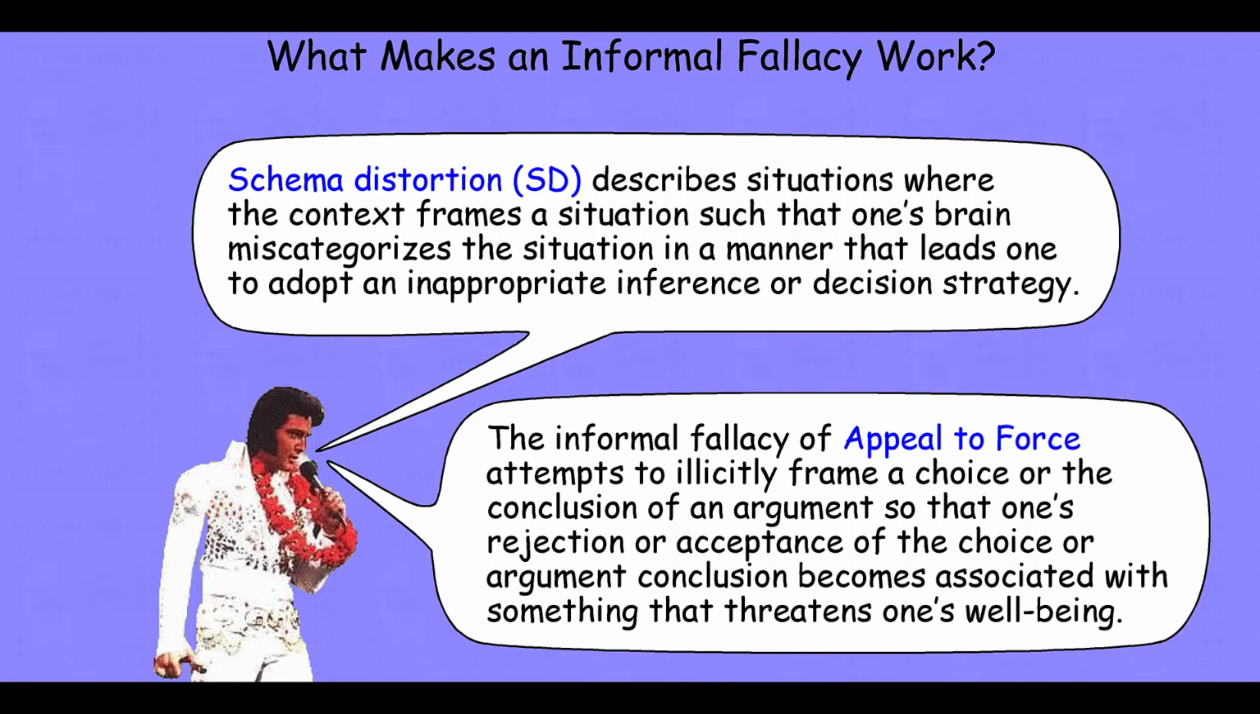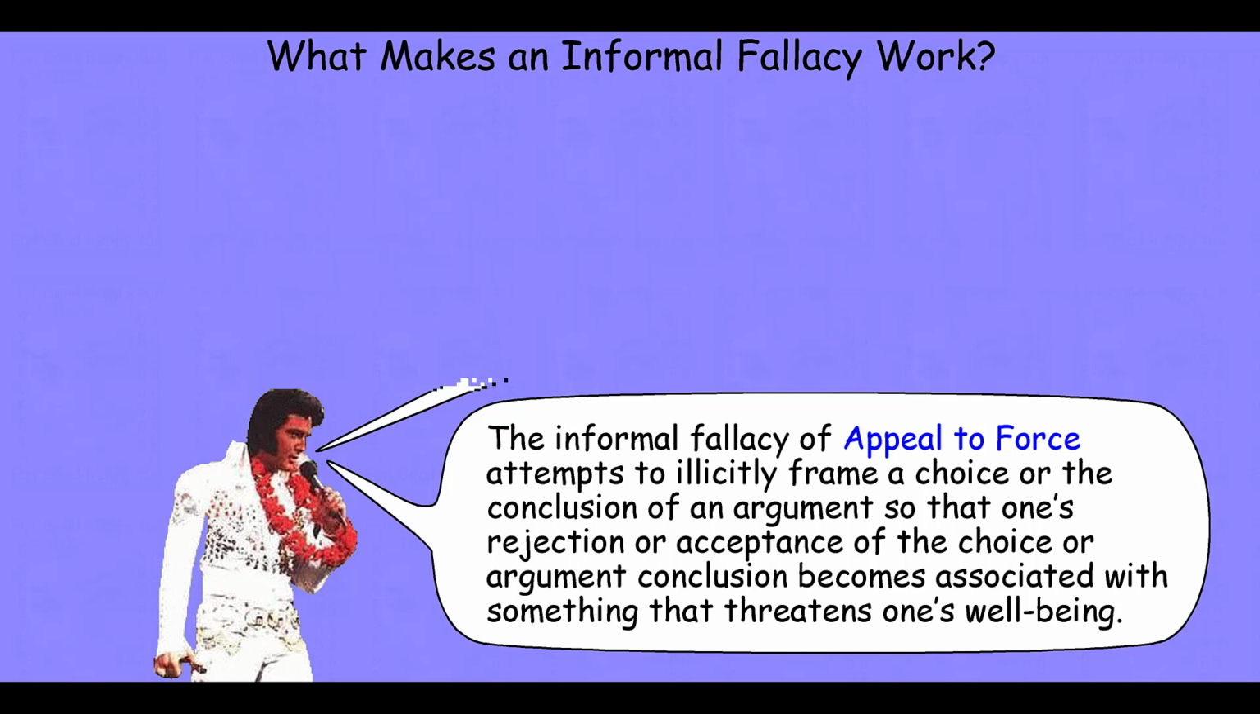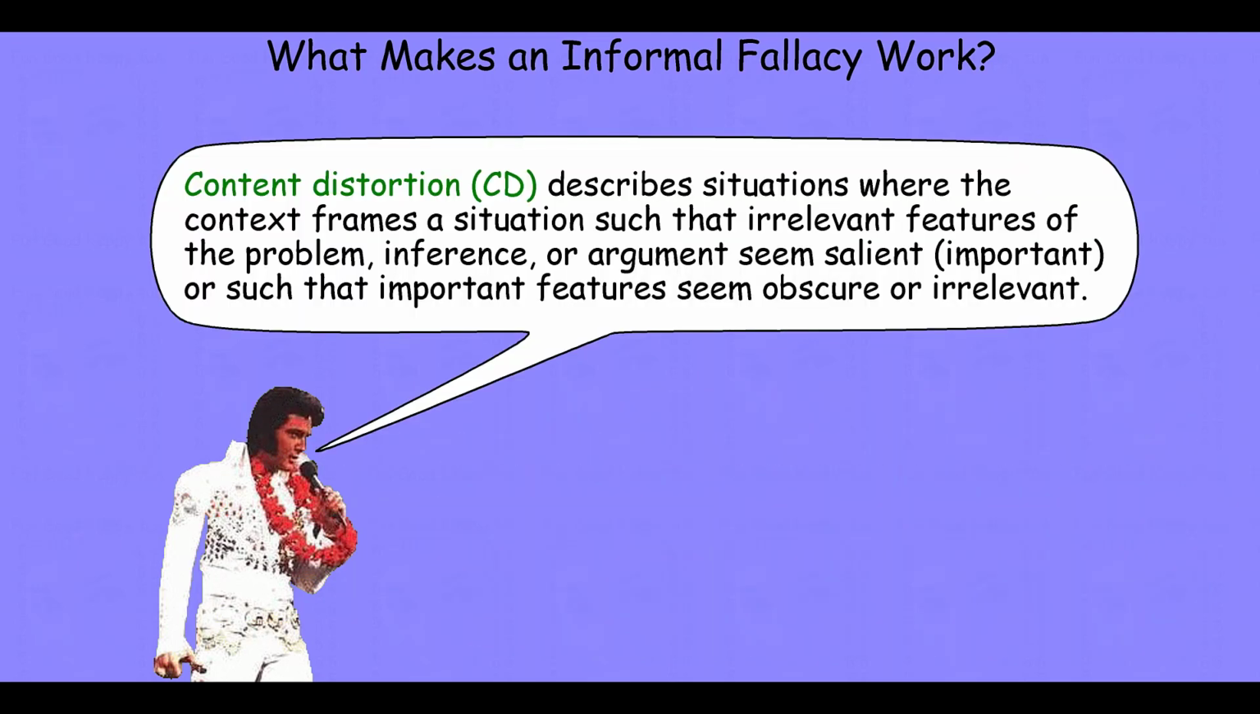It changes the way your brain thinks about a problem so that you're no longer thinking about it, say, in terms of decision theory, but instead you're thinking of it in terms of social cognition. The other schema that we look at is content distortion. Content distortion describes situations where the context frames that situation such that irrelevant features of the problem or inference or argument seem salient, that is important, or that important features seem obscure, irrelevant, or opaque.